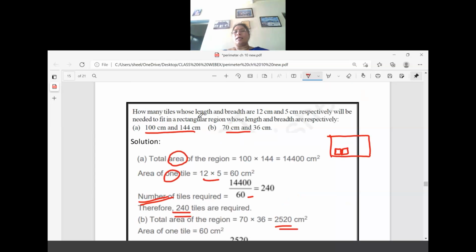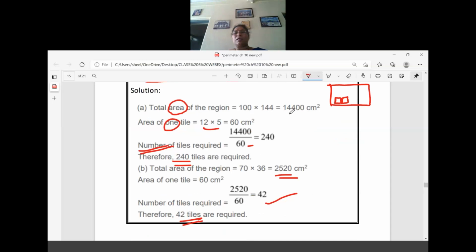How many tiles we require is the question. So what we have to do here is divide the total area of the room by the area of one tile. The total area of the region is 14400 and the area of one tile, for both cases, is the same, 60. So 14400 divided by 60 is equal to 240. Then 2520 divided by 60 is again equal to 42. So in both cases you will get different numbers. First case 240 tiles, whereas the second case 42 tiles only.